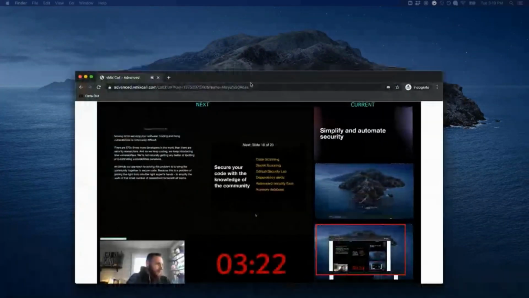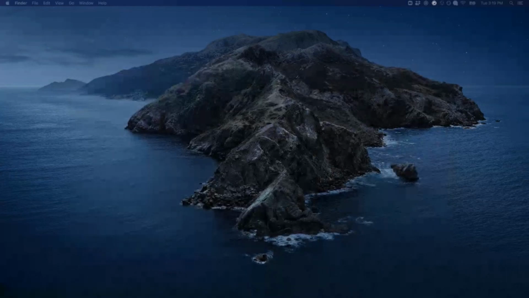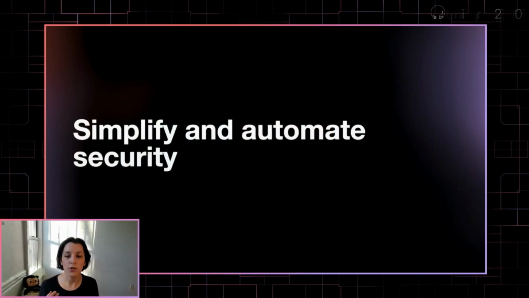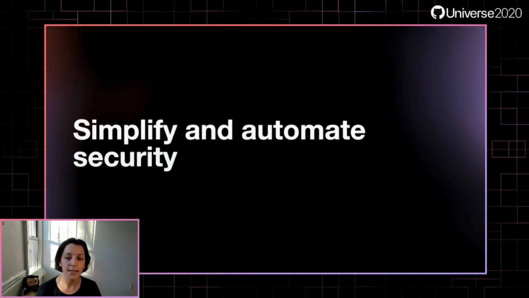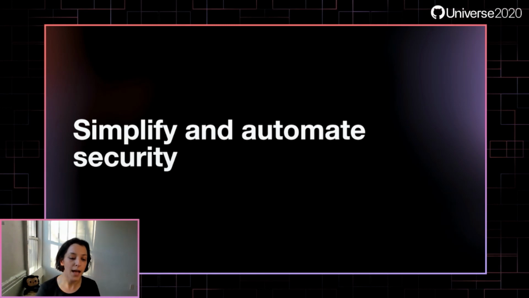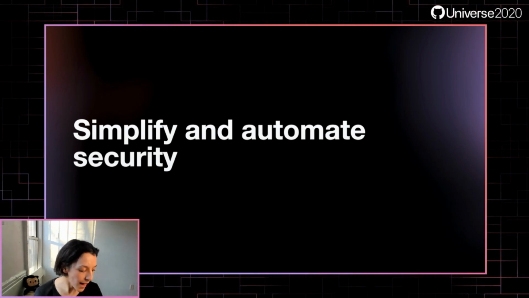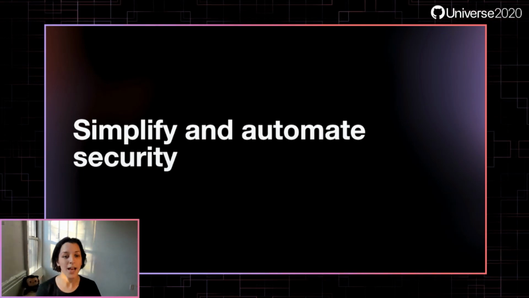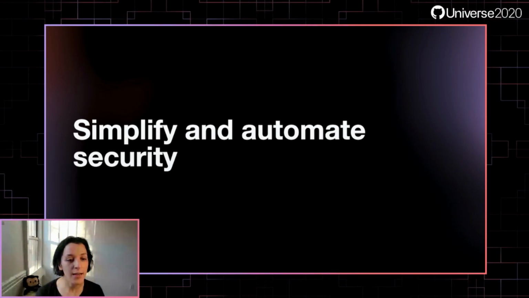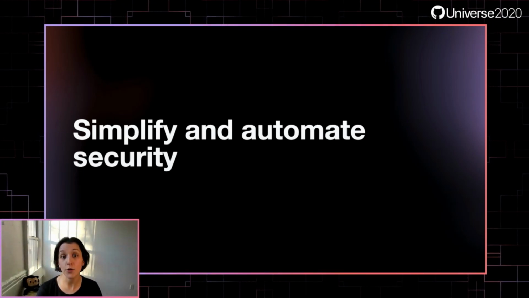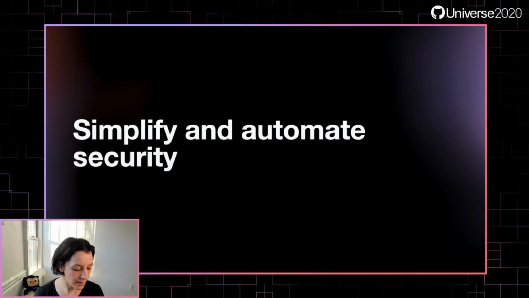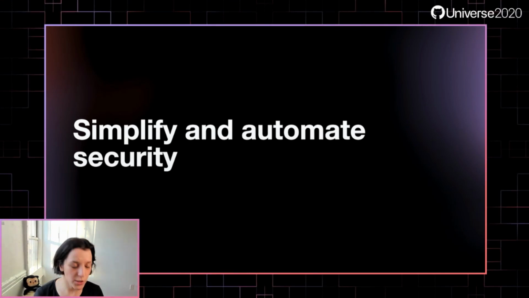Alrighty, so let's just go back. The next thing I wanted to cover briefly is security and how you can simplify and automate that. So as Keith talked about just previously, finding and fixing vulnerabilities is really notoriously difficult. And this is very much a structural issue.